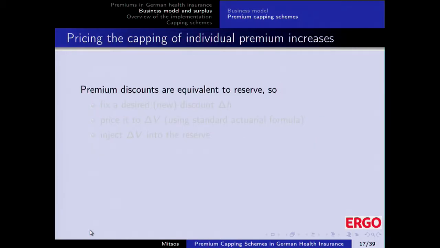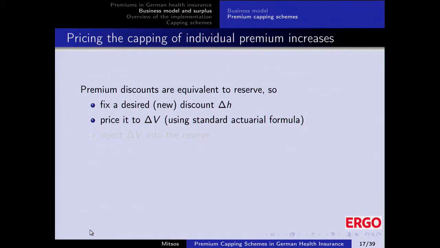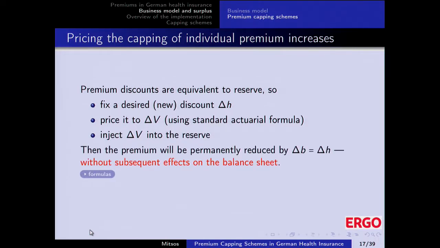Okay. We have seen that discounts are always equivalent to a reserve. So if we want to cap something, we have to fix a discount. We want an additional discount, price it to a reserve, inject the necessary money into the reserve, and then we can reduce its premium.